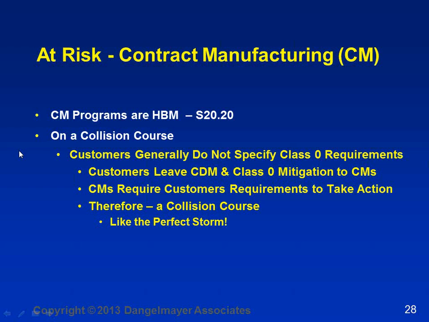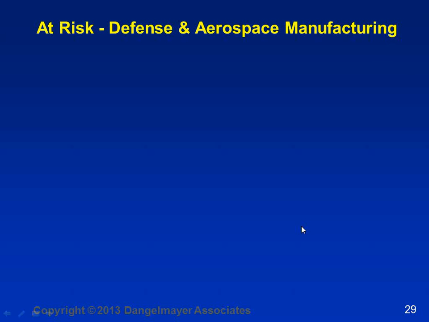Okay, so what does that mean? In general, I see outsourcing as another potential perfect storm. Generally, the customers, the OEMs, do not specify Class 0 requirements. They leave CDM and Class 0 controls to the CMs. And the CMs wait for the requirements to come from customers to take action. So it's sort of like finger pointing. It's their issue, the other person's issue, which leaves this wide open and certainly a high risk.